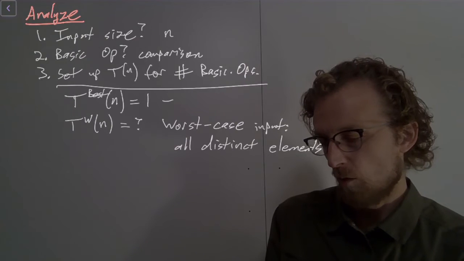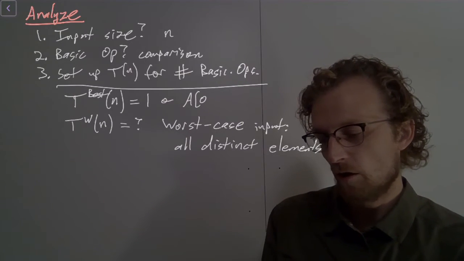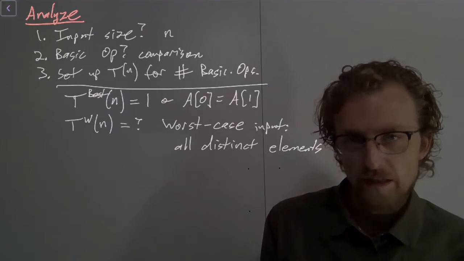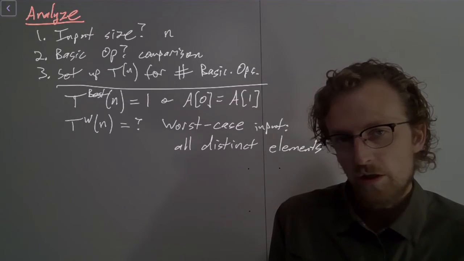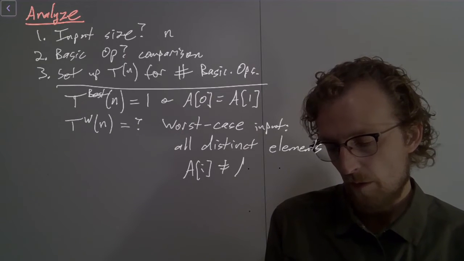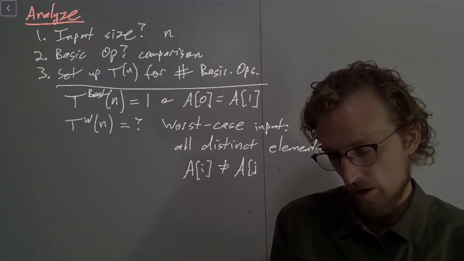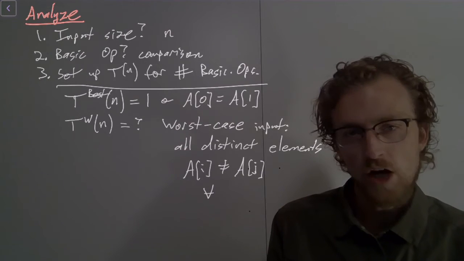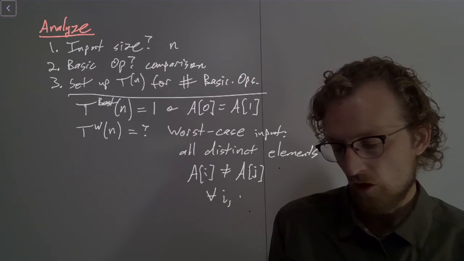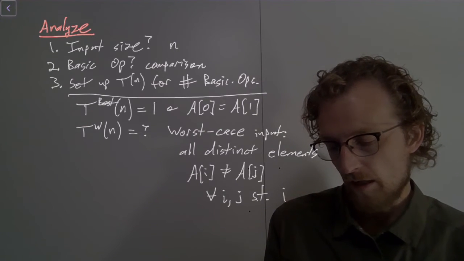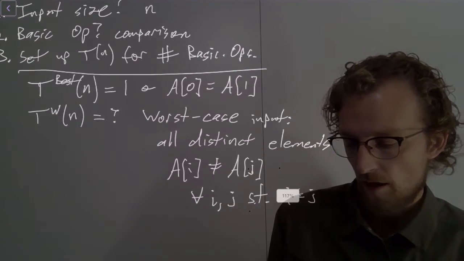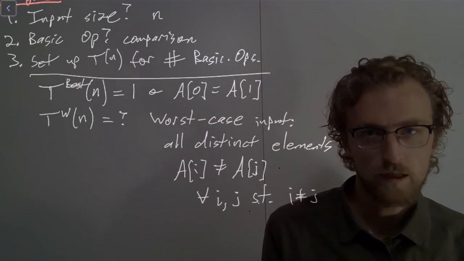And so for the best case, what input causes that running time? Well, it's for A0 to be equal to A1. That's a best case input. What's a worst case input? It's for A_i to be different from A_j for all i and j such that i does not equal j. There's the formal way of saying this, our characterization of a worst case input.